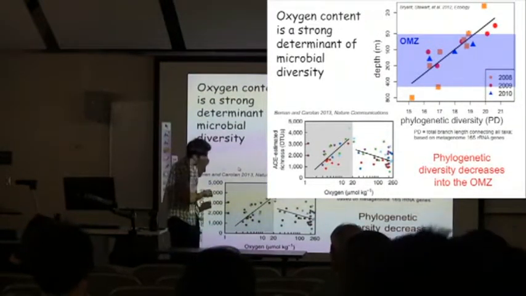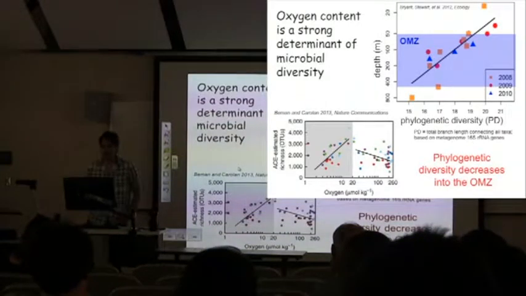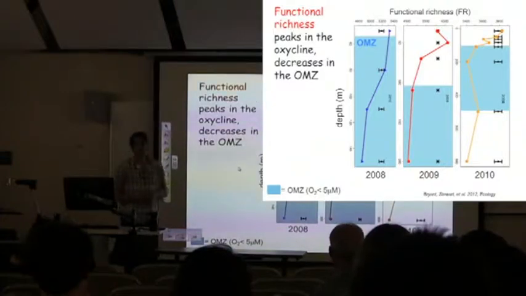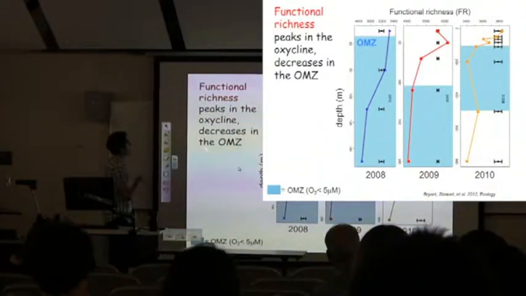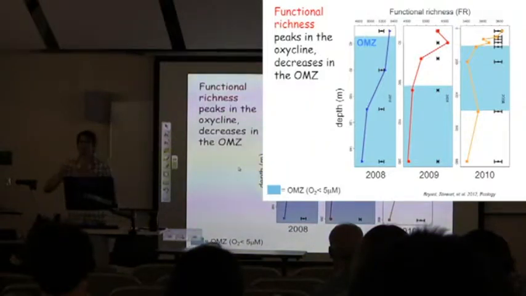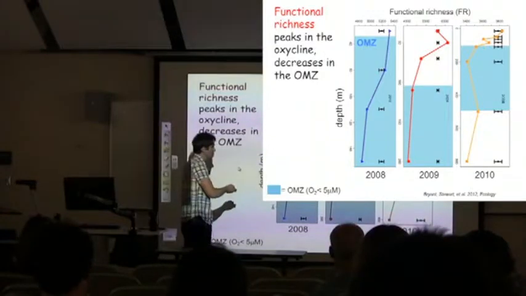So quite different patterns, and this is interesting. It suggests something about the complexity of functional processes in the OMZ. Right? And so we've looked into this as well. What's the distribution of different niches? Functional richness as you go from regions of higher oxygen to regions of lower oxygen.